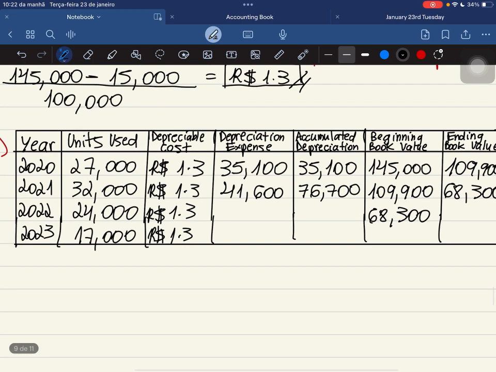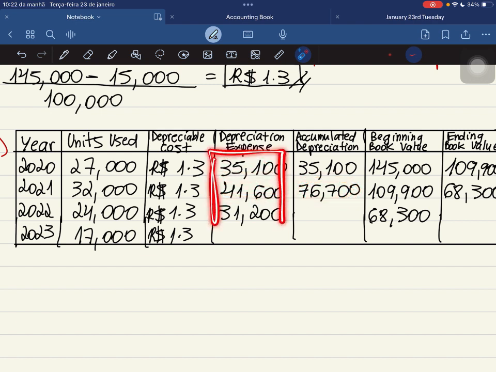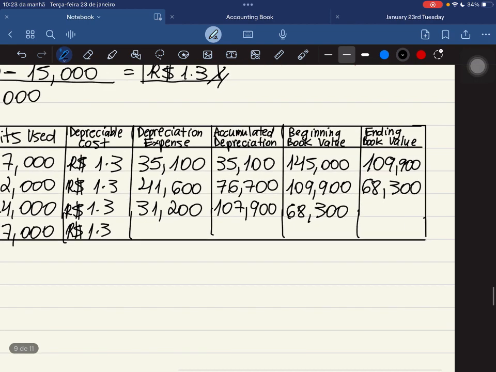Okay, 25,000. I'm doing this part over here. Times 1.3 reais. That is 31,200. Okay, accumulated depreciation, right? So you can either add all of these together, or you can just add this plus this, right? Because this number is just this plus this. So you can either add everything together again, or just do this plus this. Okay, that is 107,900.